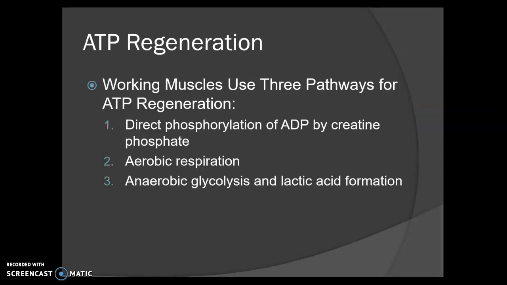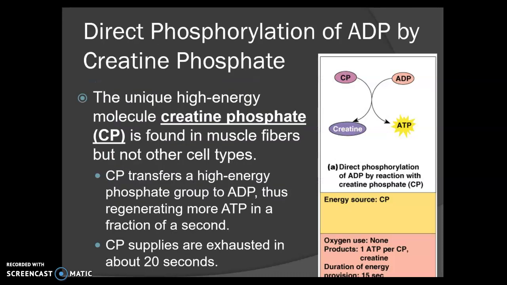So there's actually 3 different ways that your muscles use that ATP and regenerate it. One is creatine phosphate, and then the second one is aerobic respiration, and then there's anaerobic glycolysis and lactic acid formation. And there's different situations that cause you to use ATP in this way. So the first one, creatine phosphate, this is for like quick, fast, I need energy right now, and we need to do something really quick for a short period of time.